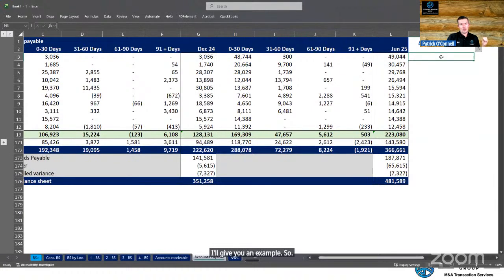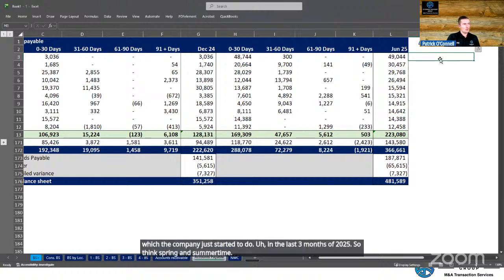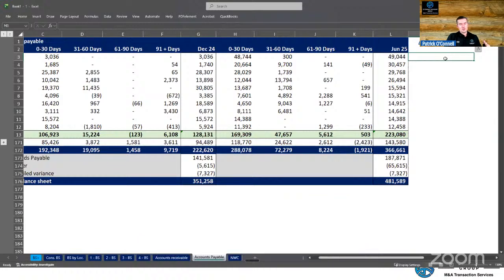So I did a deal where the vendor terms in the year prior in 2024, everything was due and paid within about 60 days. Due to the economy and the relationships with the vendors, these payment terms now shifted to paying within 15 days, which the company just started to do in the last 3 months of 2025. So think spring and summertime. This was discovered through this AP balance sheet walkthrough.